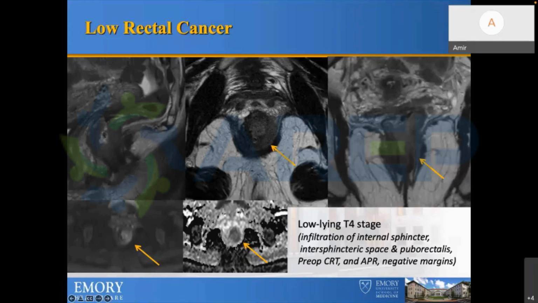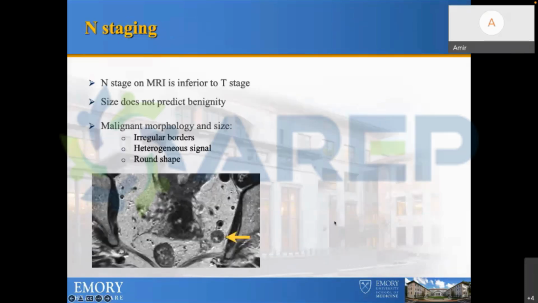And this is the corresponding ADC map. So there was infiltration of the external sphincter. The patient had a low-lying or low rectal cancer, T4 stage. The patient had their APR and did well afterwards.